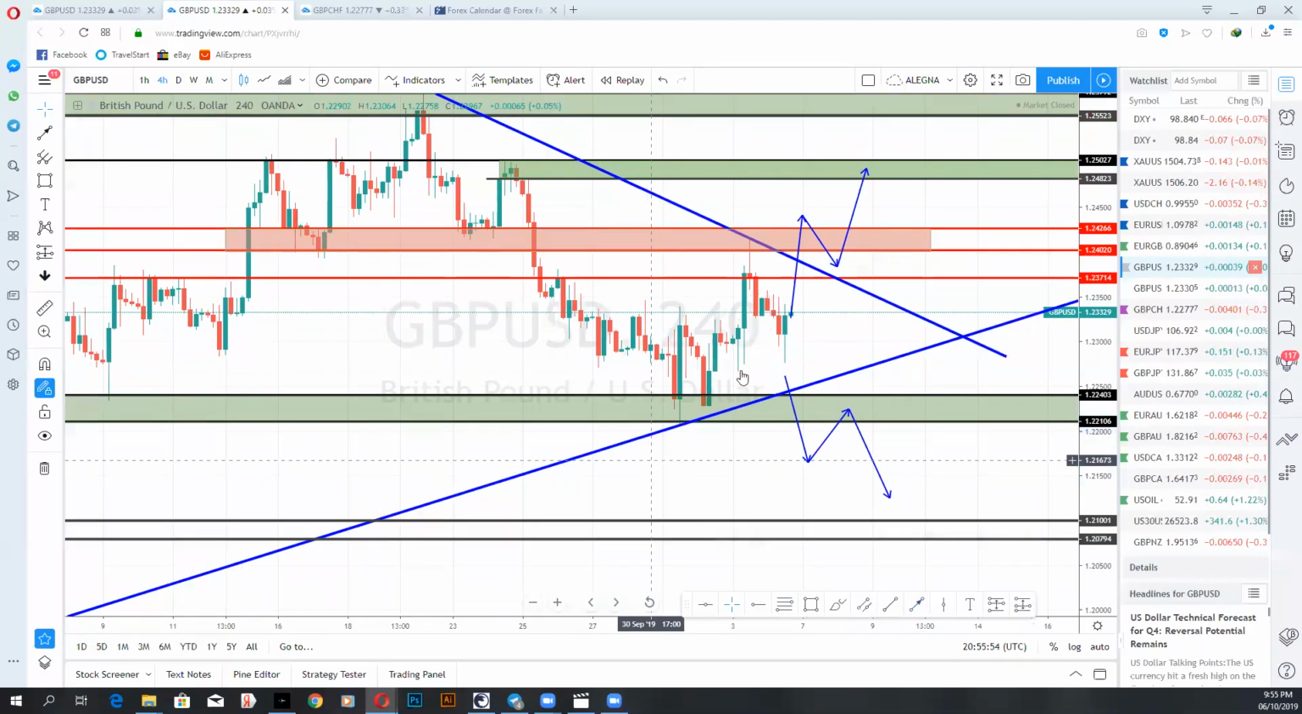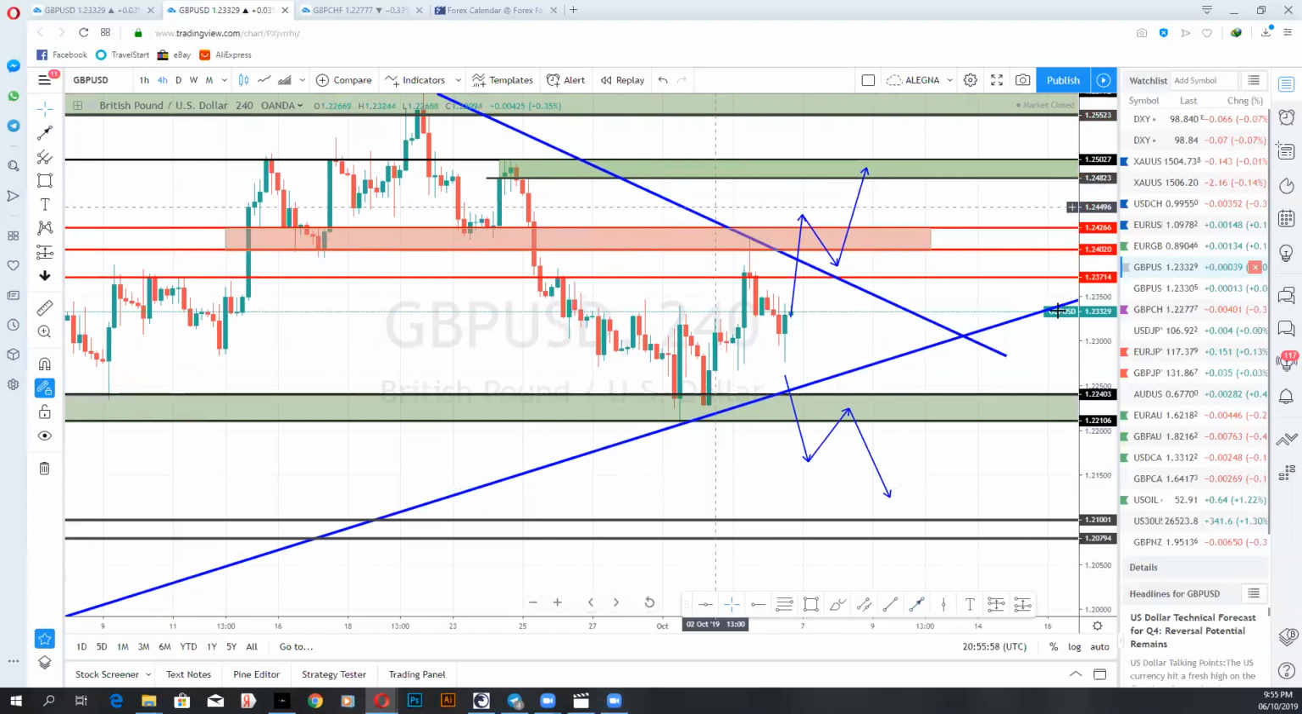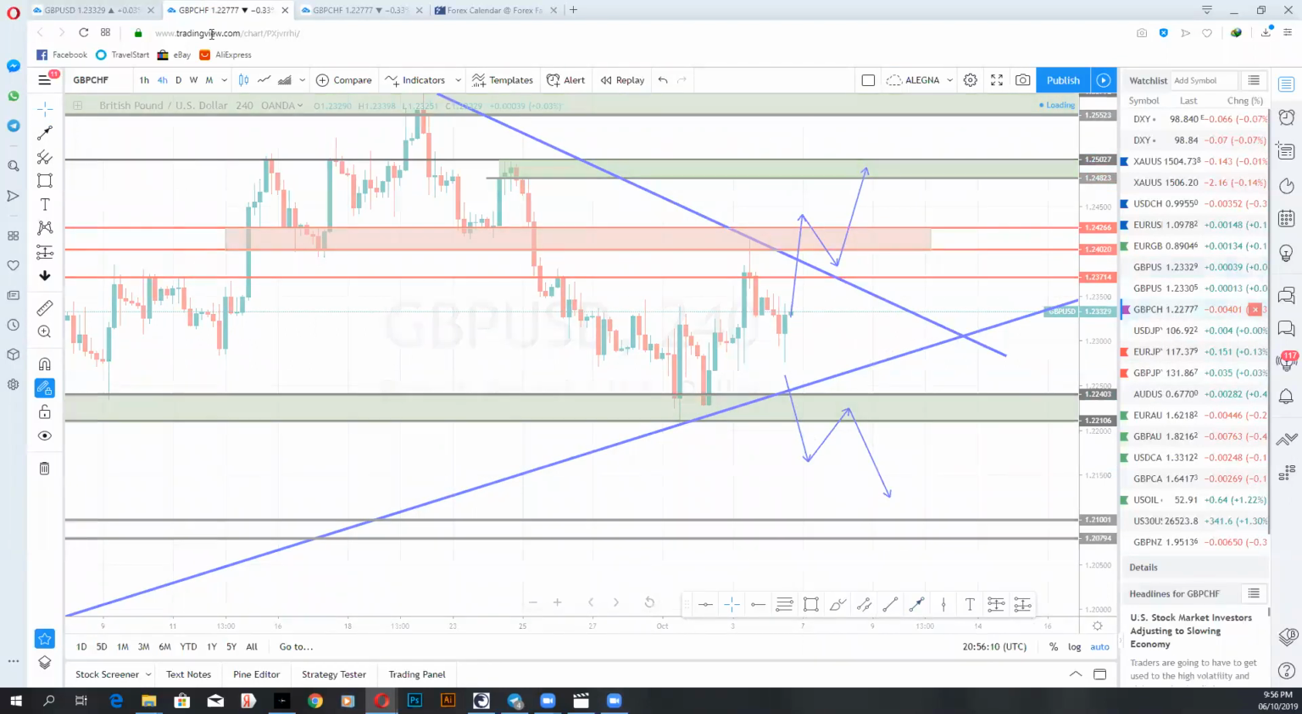It's just a possible scenario. As you can see, it's kind of like a triangle. So you wait to see what happens here. It may hold at this place and bounce up. It may come to this place, get rejected, and drop. So you need to be aware of that for the GBP USD.